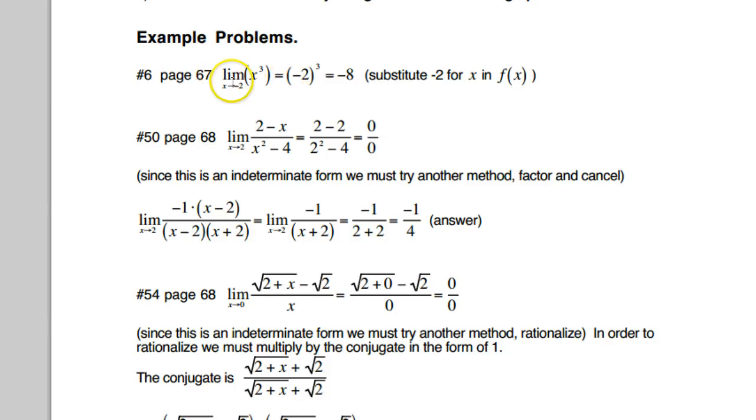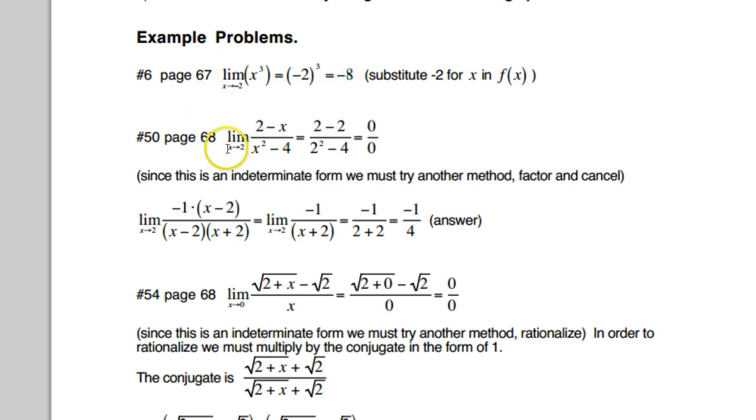Alright, so some example problems. The limit as x approaches negative 2 of x to the third, and we just literally plug in negative 2. Negative 2 to the third is negative 8. So we actually get a number. So this is the limit, this is what the function is approaching.